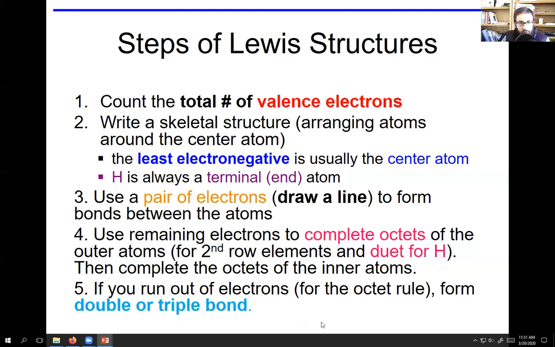Okay. And if we run out of electrons to satisfy this octet rule, we're going to have to make a double or triple bond. So a lot of steps, you just have to practice it and it'll get easy and you'll kind of see it. And so let's, in the next video, go over those actual examples because now we've introduced it.